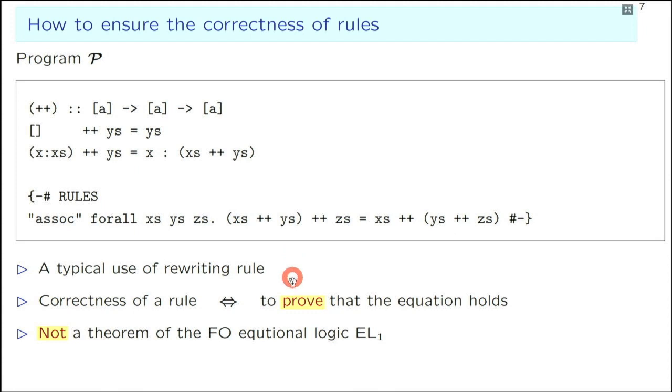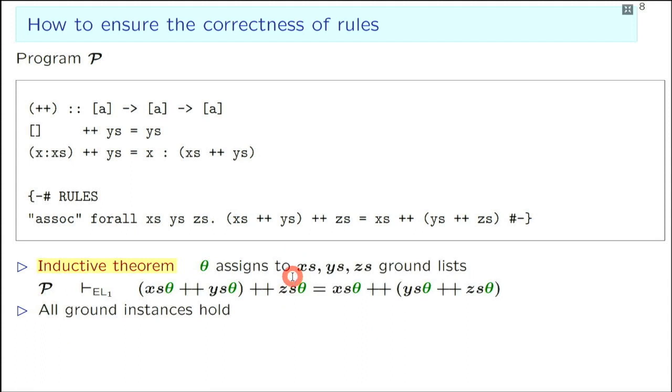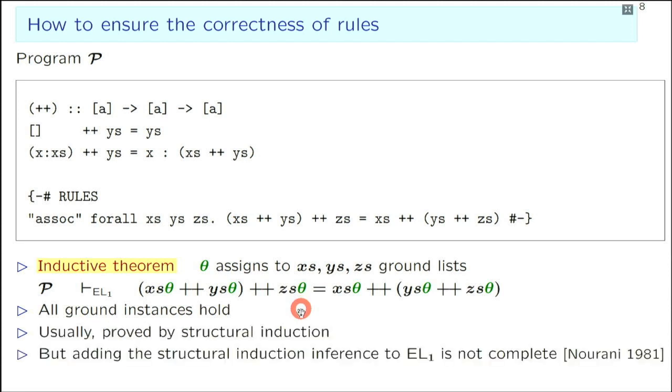So what kind of equation holds is that ground instance. All ground instances of this associativity hold under the assumption of program P. So these are regarded as equational axioms. And usually this kind of associativity on lists is proved by using structural induction.